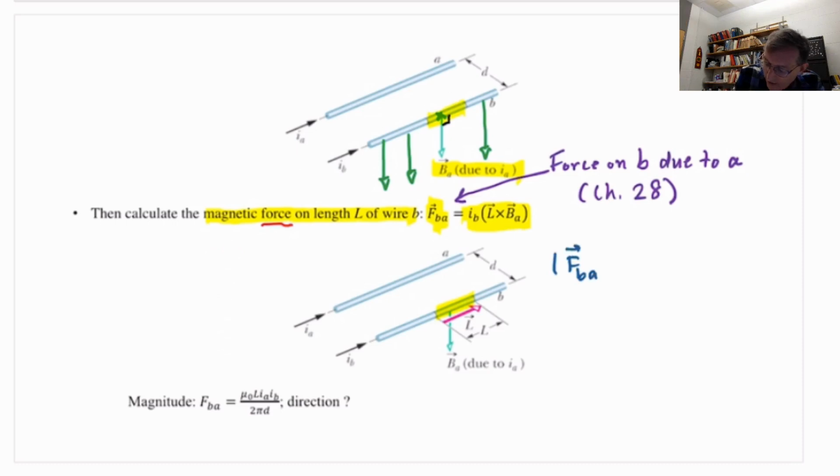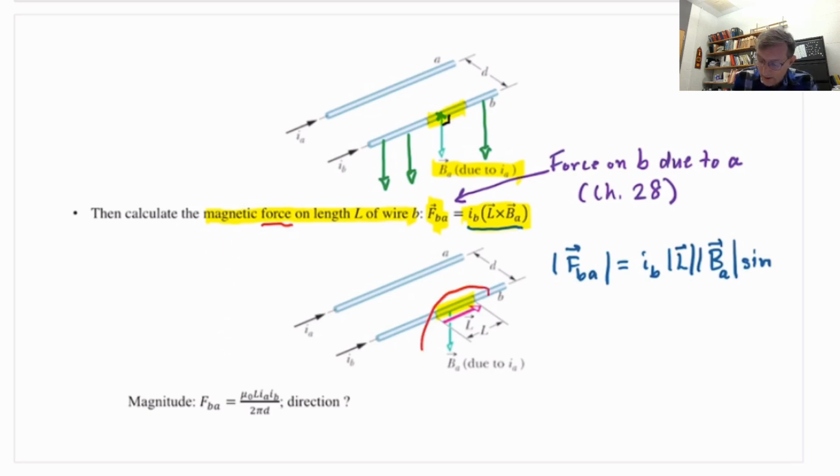Let's find the magnitude of the force on B due to A. It comes right from this cross product right here. That's I sub B times magnitude of L, magnitude of capital B sub A, sine of the angle between L and capital B sub A. Look right here. What's the angle between L and capital B sub A? Did you say 90 degrees? They're perpendicular. And what's the sine of 90 degrees? +1.